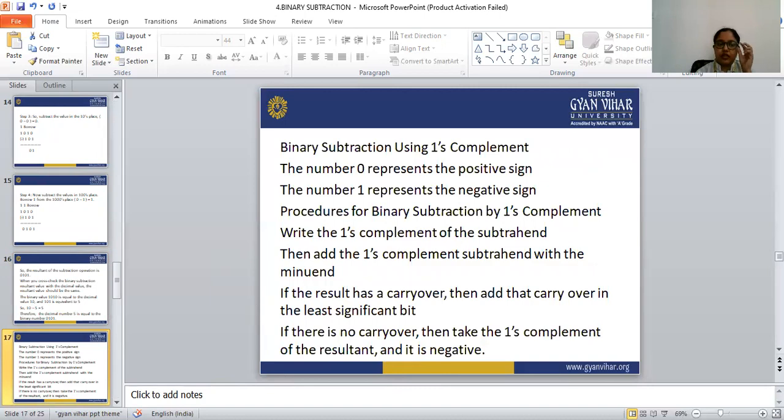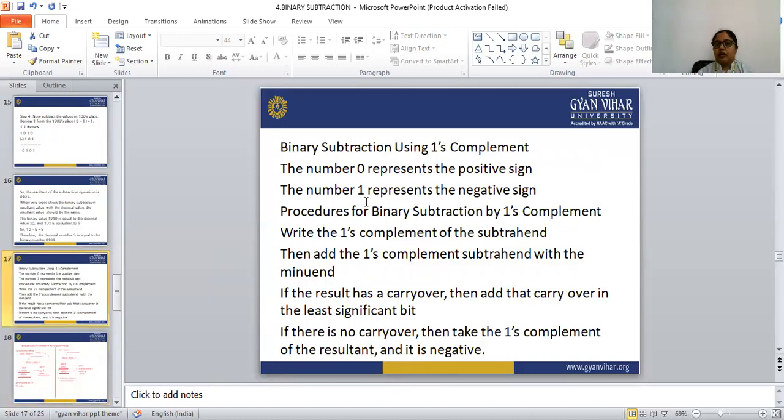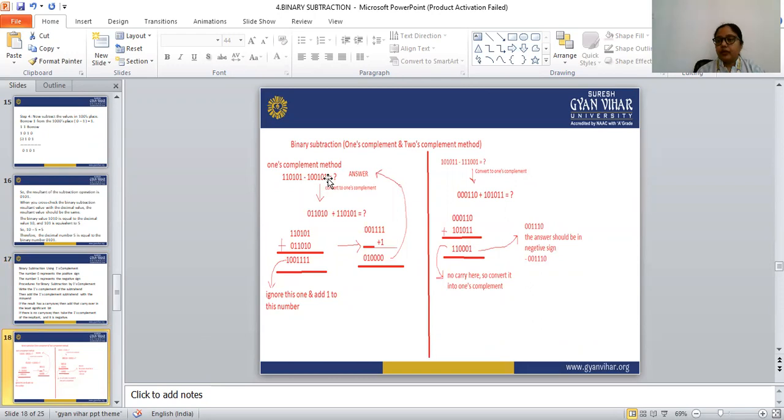Now we will do binary subtraction with the help of, or by using, the ones complement and twos complement numbers. So for doing binary subtraction by using the ones complement, this is the procedure. Look at this binary subtraction here, using the ones complement number. Here I have written one example.